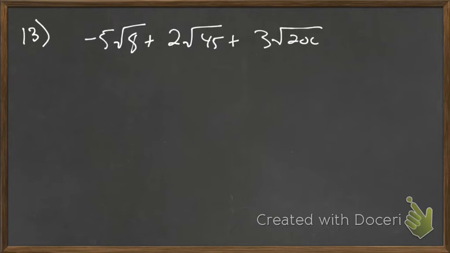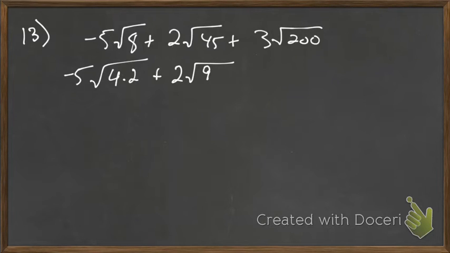So help me break this up. What might I break 8 up into? 4 and 2. 4 and 2, yep. What might I break 45 up into? 9 and 5. And then a 200. 2 times 100. Yeah, 2 times 100 for sure.